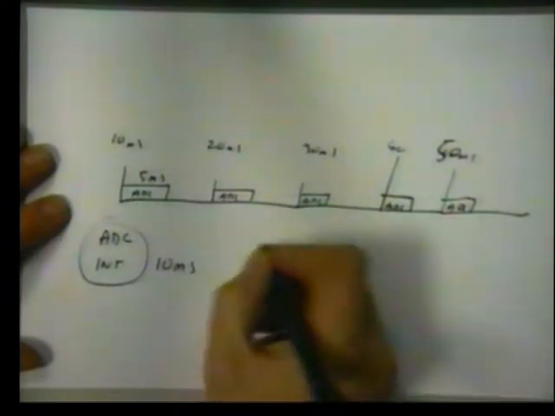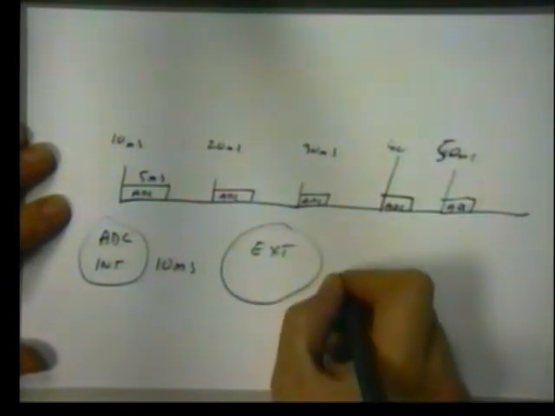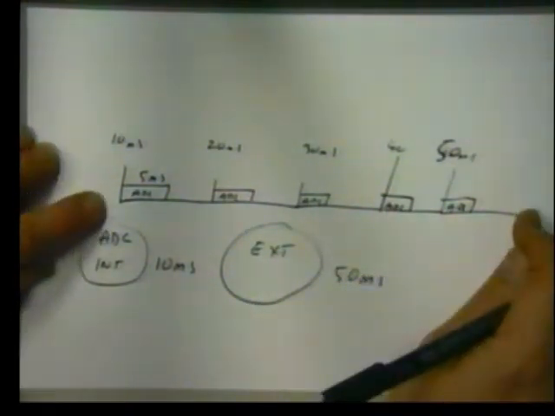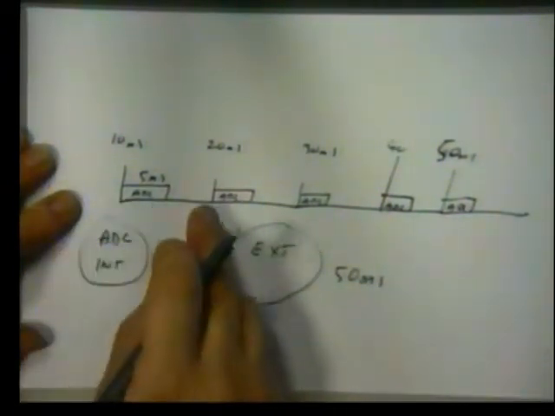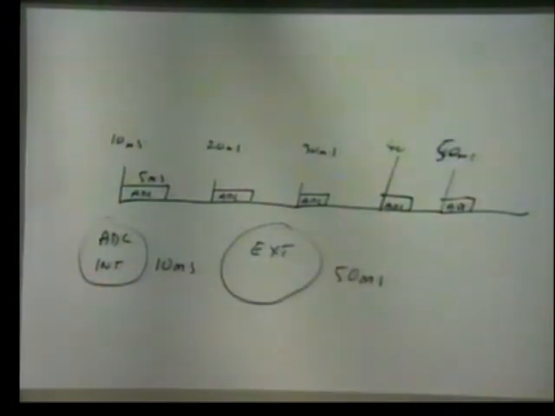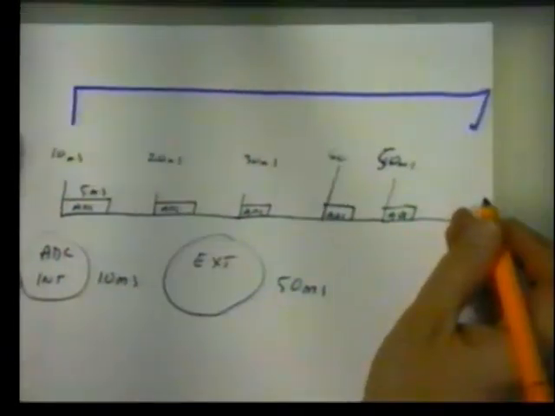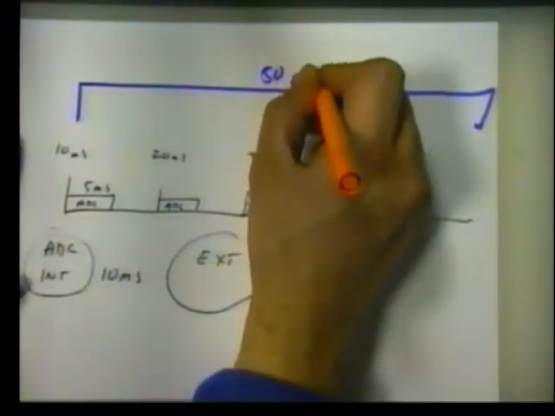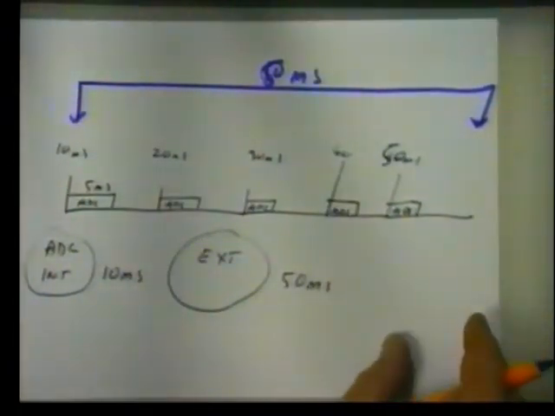Let's also now assume we have some other interrupt, let's say some external interrupt, and it occurs once every 50 milliseconds. So once in this block, this will occur. So we have an ADC routine happening once every 10 milliseconds, and it takes 5 milliseconds to occur. On top of that, we have some external interrupt here. It's going to happen once every 50 milliseconds. And my question to you is, what is the maximum amount of time allowed for that external interrupt to execute in?